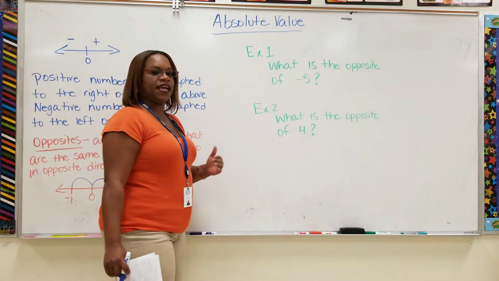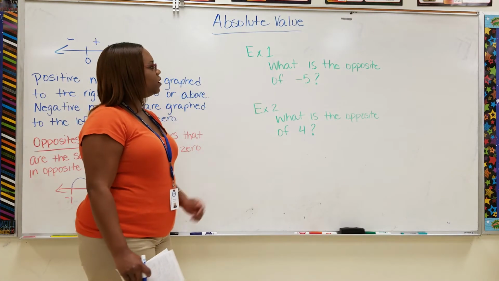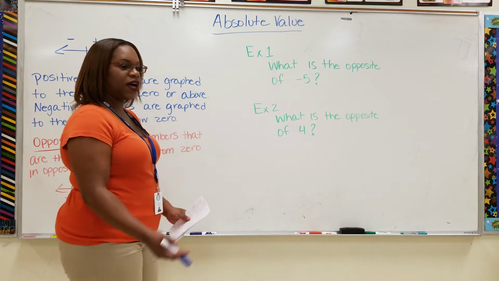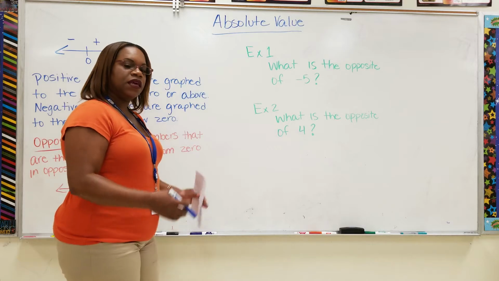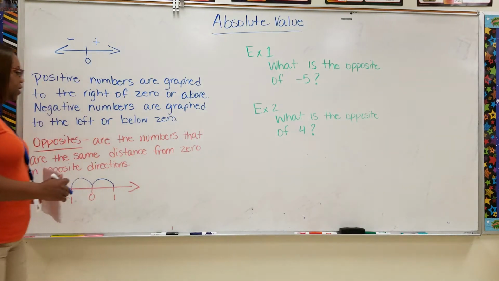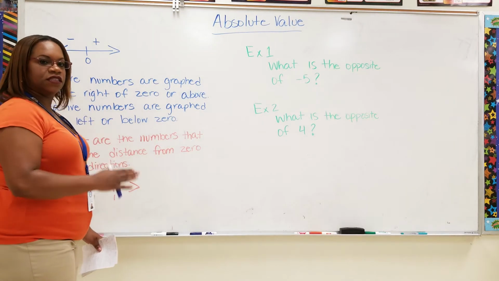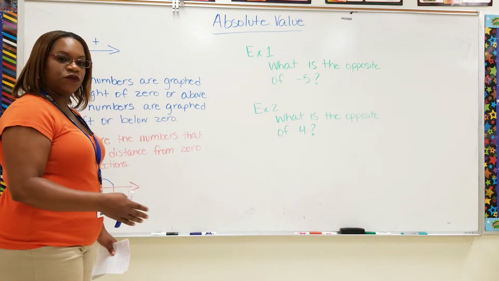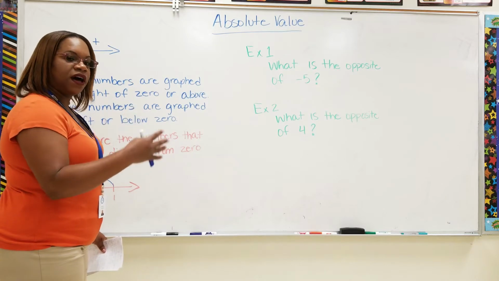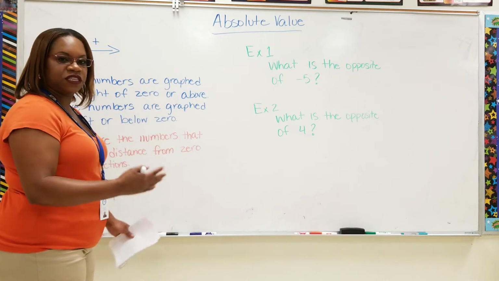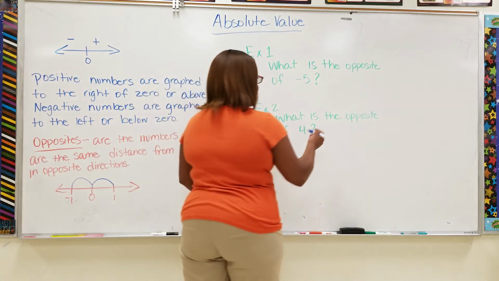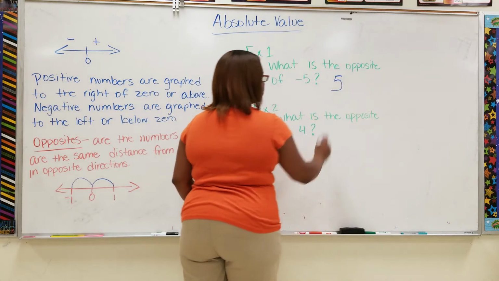Let's move on to example number 1. What is the opposite of -5? Remember, according to the definition of opposites, -5 is 5 spaces from 0. So therefore, what number on the positive side will be 5 spaces from 0? +5. Okay?